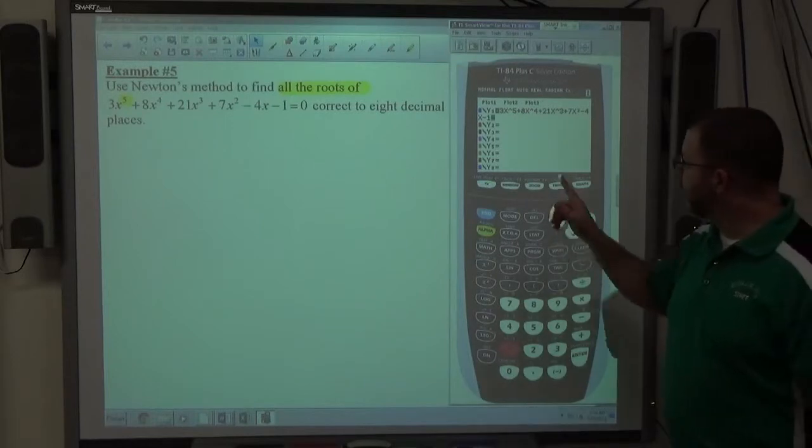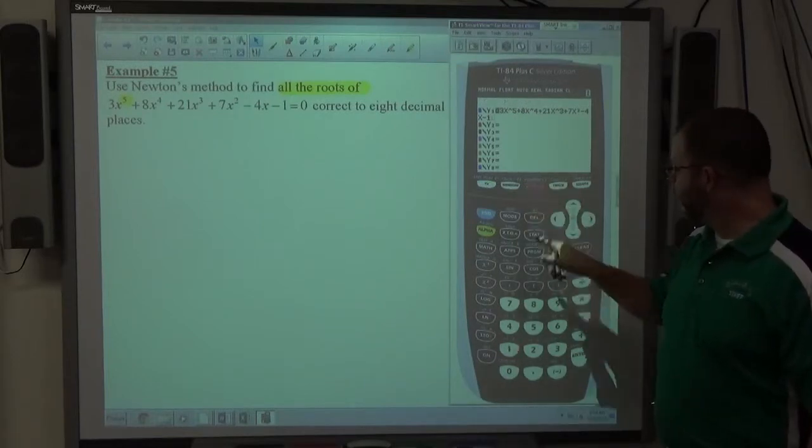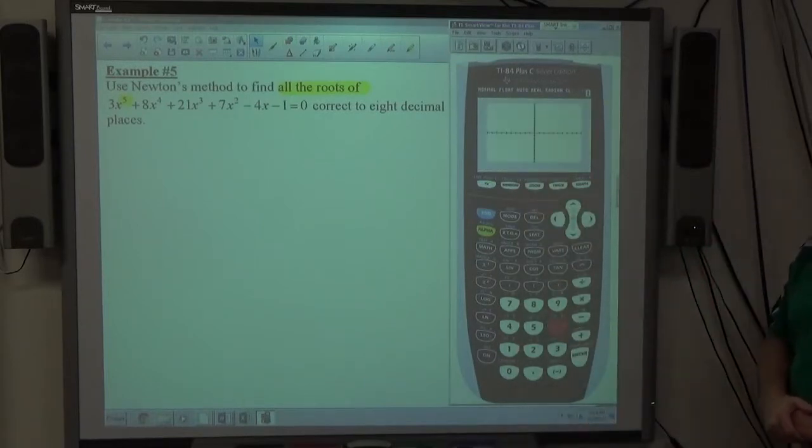And then I'm going to just do a zoom 6, the standard zoom window. We only care about where it actually crosses the x-axis. Maybe it does. There it goes. Looks like there's only 3 answers.